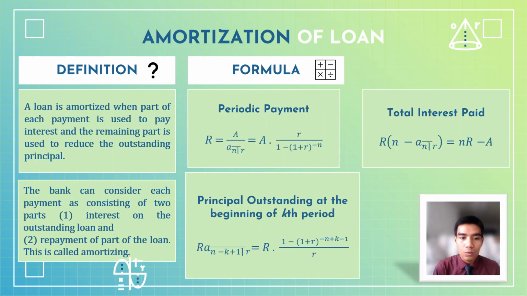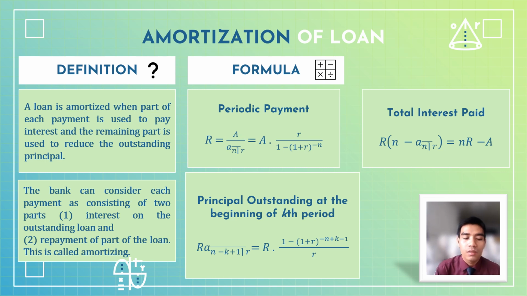Now, let's look at the last part, which is amortization of a loan. First of all, the definition. A loan is amortized when part of each payment is used to pay interest and the remaining part is used to reduce the outstanding principal. It means that an amortized loan has two parts, which are interest and the remaining part.